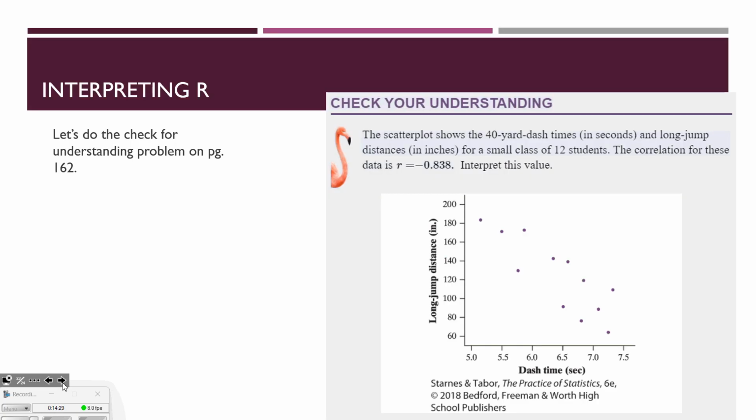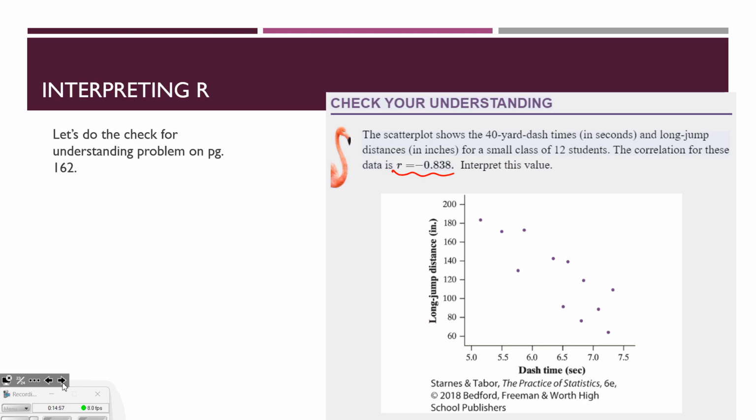Okay, let's do a little practice. So here's a scatter plot. It shows the 40-yard dash times in seconds and the long jump distances in inches for a class of 12 students. So take a look at the scatter plot. Make sure you understand what you're looking at. Now, I'm telling you that the R value for this scatter plot, for these data, is negative 0.838. Interpret this value.